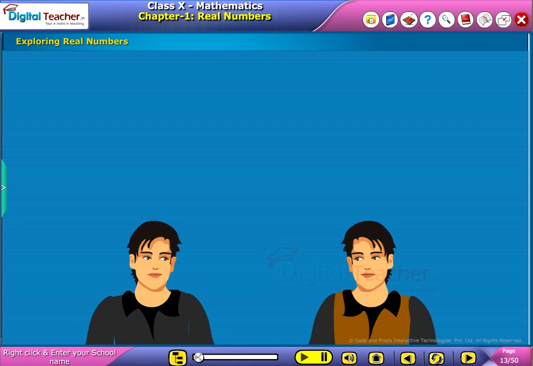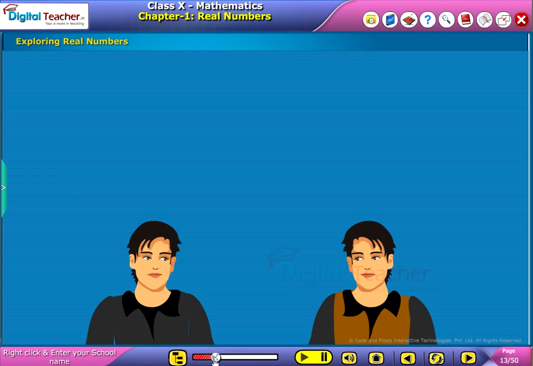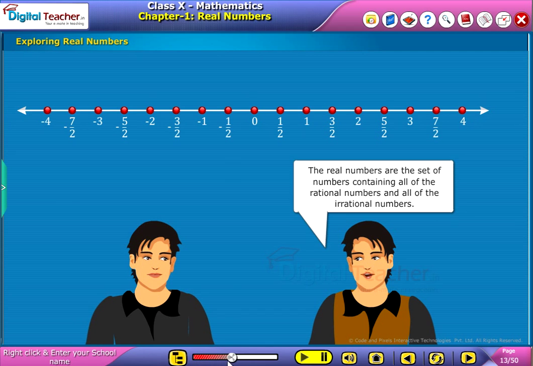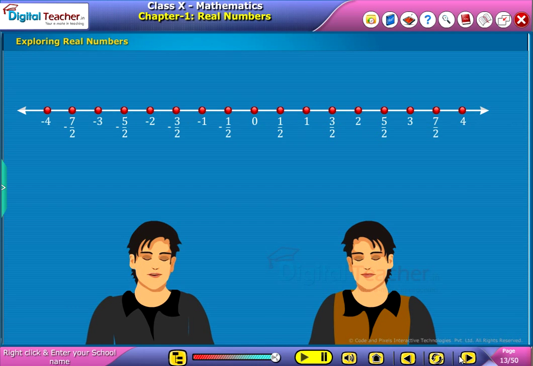Let us see a discussion between Raju and Rajesh about real numbers. Raju: Rajesh, are all integers also included in real numbers? Why? Rajesh: Yes, Raju, I will prove that the infinity of the real numbers is a bigger infinity. Raju: Thanks, Rajesh.